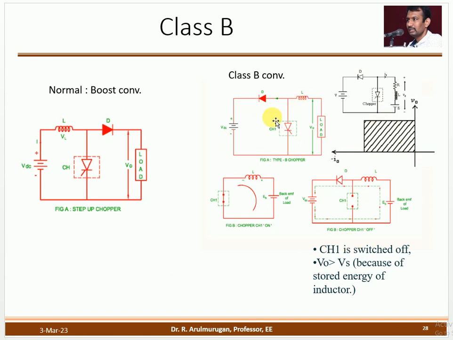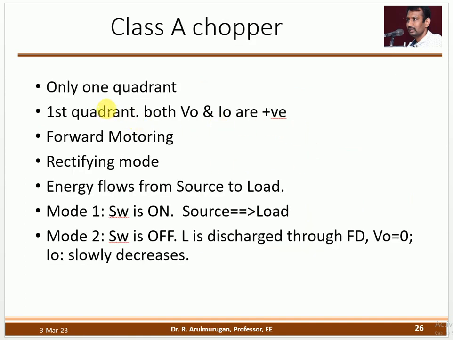That's why it is about that boost converter. Okay, so let's go to that summary. What is a class A chopper? It's only one quadrant, that is called the first quadrant. Both V0 and I0 are positive, so it's a forward motoring, or it is called a rectification mode. What is rectification mode? Energy flows from source to the load.